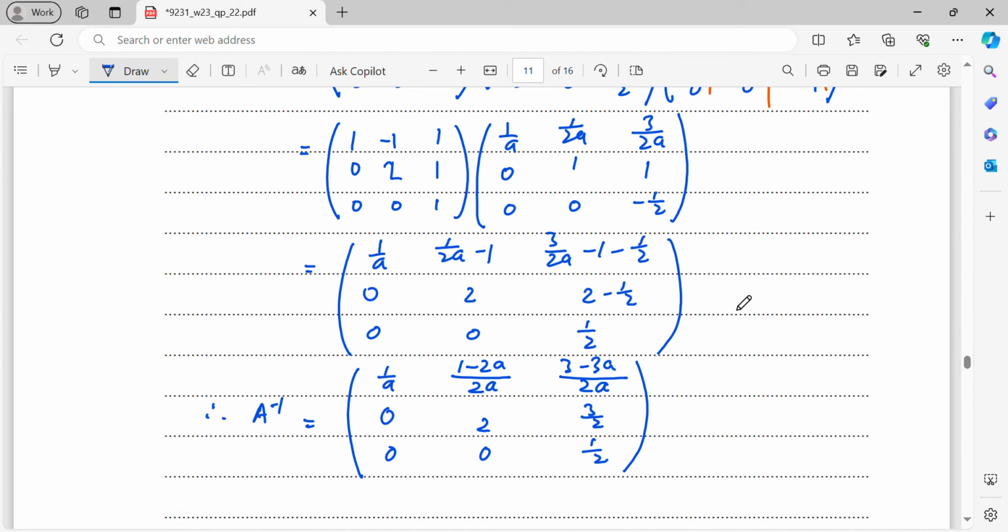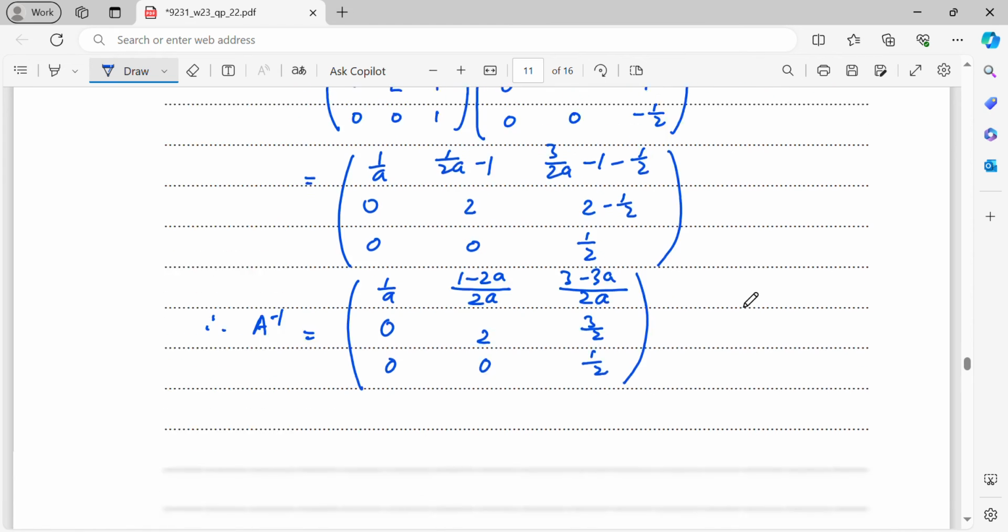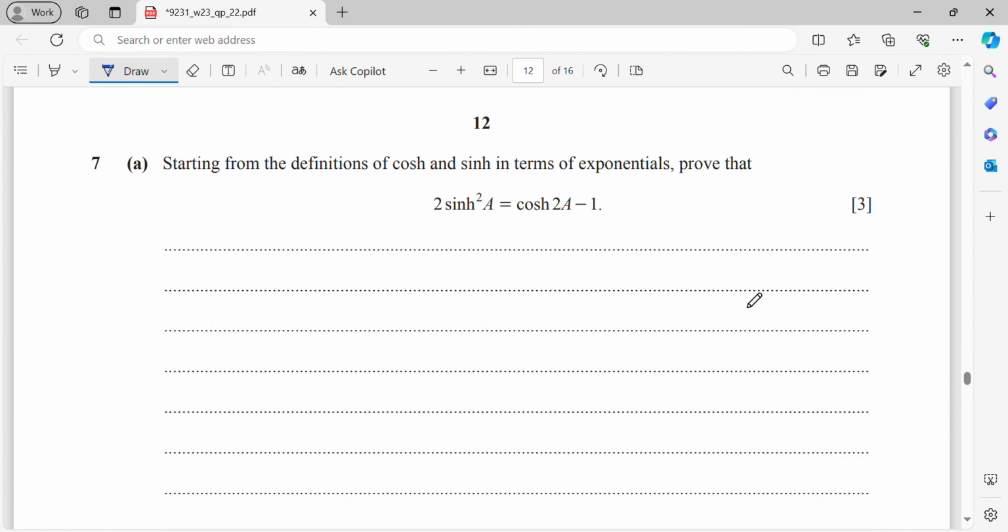Okay, done for this question. Let's move on to the next question. Next question is question 7A: starting from the definitions of cos and sine in terms of exponentials, prove this identity.